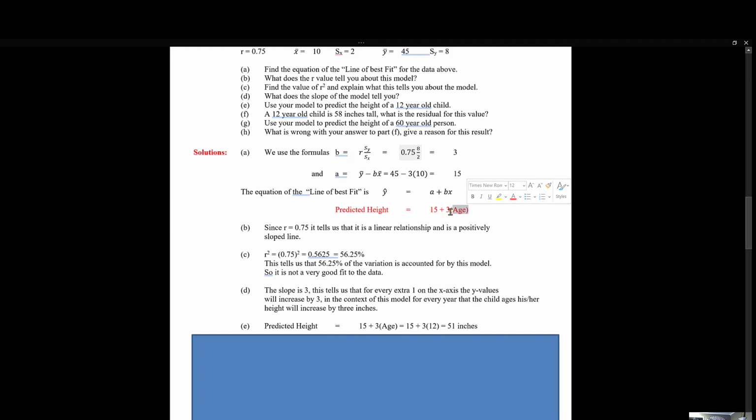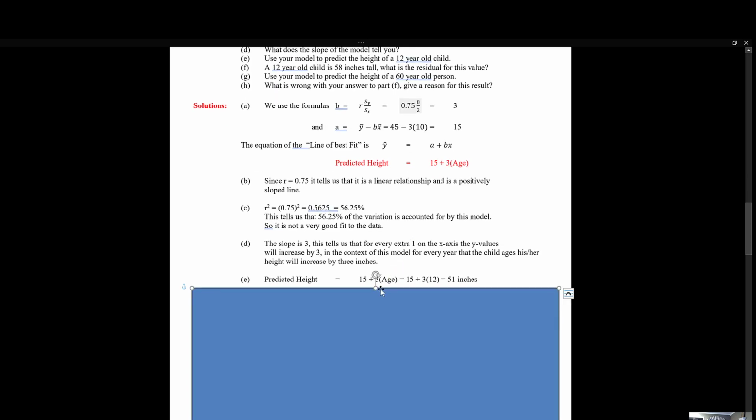Now you can imagine if you've got children that doesn't work. They shoot up, or it's 4 inches or it's 2.5 inches. But this is a predicted height for everybody, so that's why we've only got a 56% coefficient of determination. I'm pretty sure that there's a lot of variation that can happen within this.